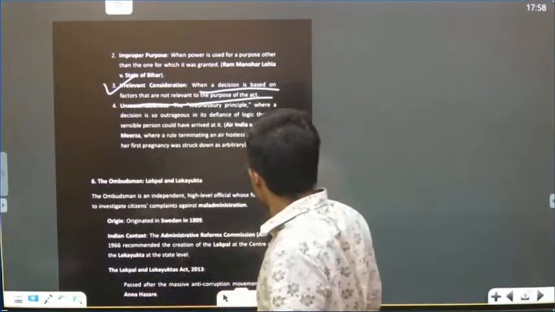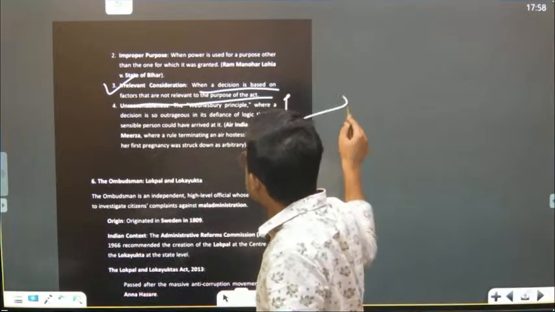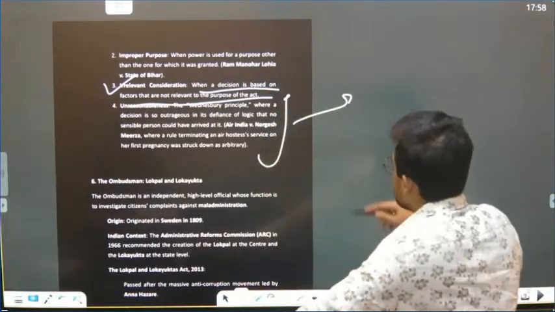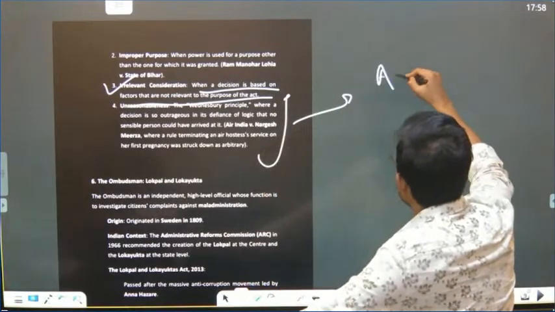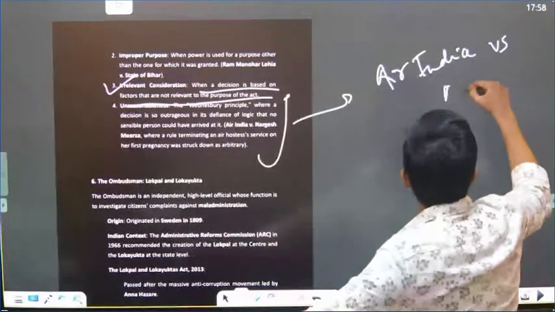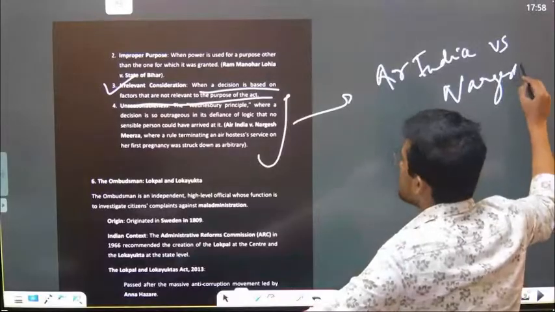And finally, unreasonableness. Nothing can be arbitrary in nature. For example, see this example: Air India versus Nargis Mirza.